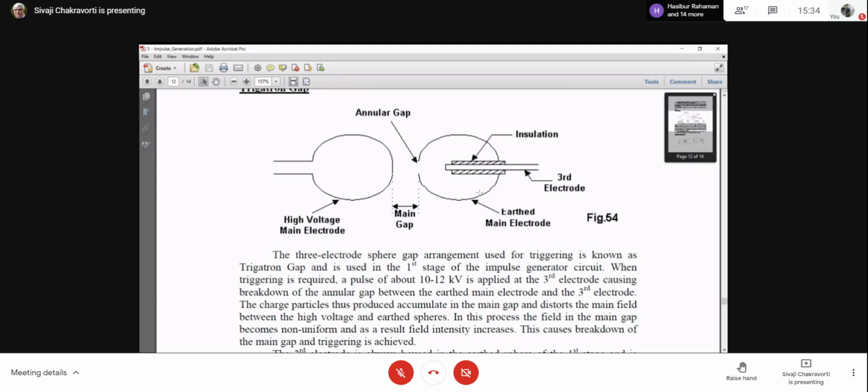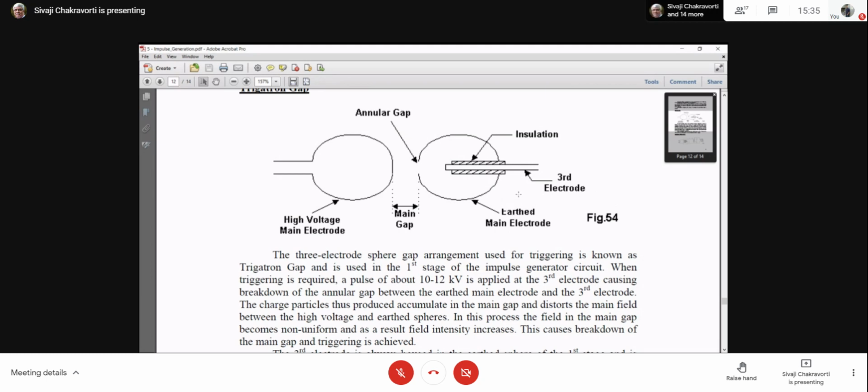So again I repeat how we work. First we keep the gap distance D1 of this particular gap sufficiently large so that it will not break down at the required charging voltage. When it has been charged to the required charging voltage, then we apply a pulse of 10 kV to the third electrode. Because of this, there will be a breakdown between the arc sphere and the third electrode. The third electrode is not touching the sphere. They are insulated for more than 10 kV.